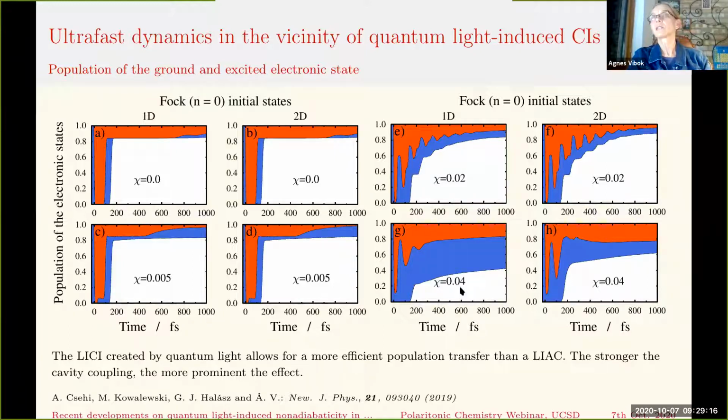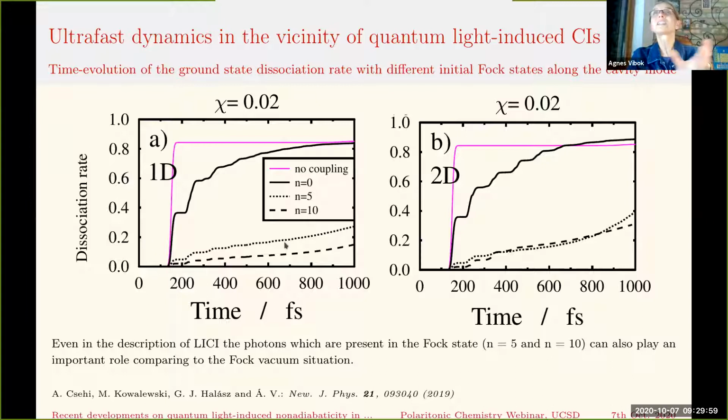We could suppress the dissociation by the cavity, but the measure of the suppression was completely different in the 1D and 2D. And here we can see the fingerprint of the conical intersection, because the conical intersection is more efficient in the population transfer. Therefore, the population from the upper state could go down very fast to the ground state, and the population can dissociate from the ground state only. That's why there is much less suppression in the case of the conical intersection than in the avoided crossing. This is a clear fingerprint, which we also obtained for a natural situation. This is what we found also here, though in this picture it is not so clear.